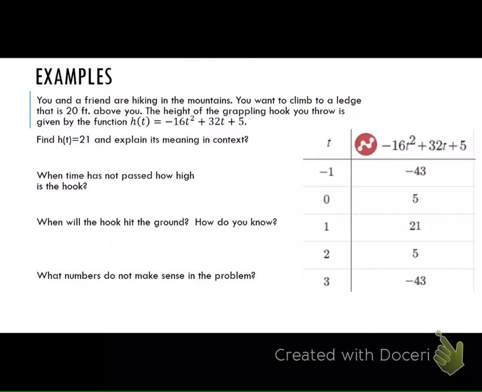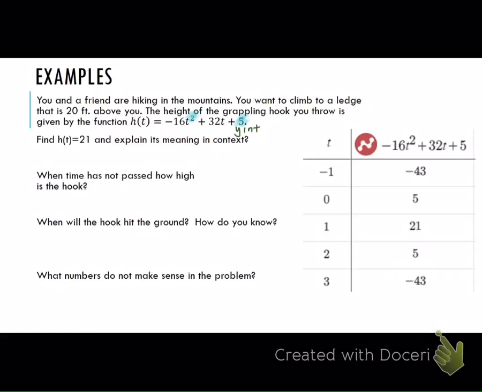You and a friend are hiking in the mountains. You want to climb to a ledge that is 20 feet above you. The height of the grappling hook you throw is given by the function h of t equals negative 16t squared plus 32t plus 5. Remember, this is squared, which makes it quadratic. Our y-intercept is going to be at 5. That's our starting position. So it says find h of t equals 21 and explain its meaning in context.